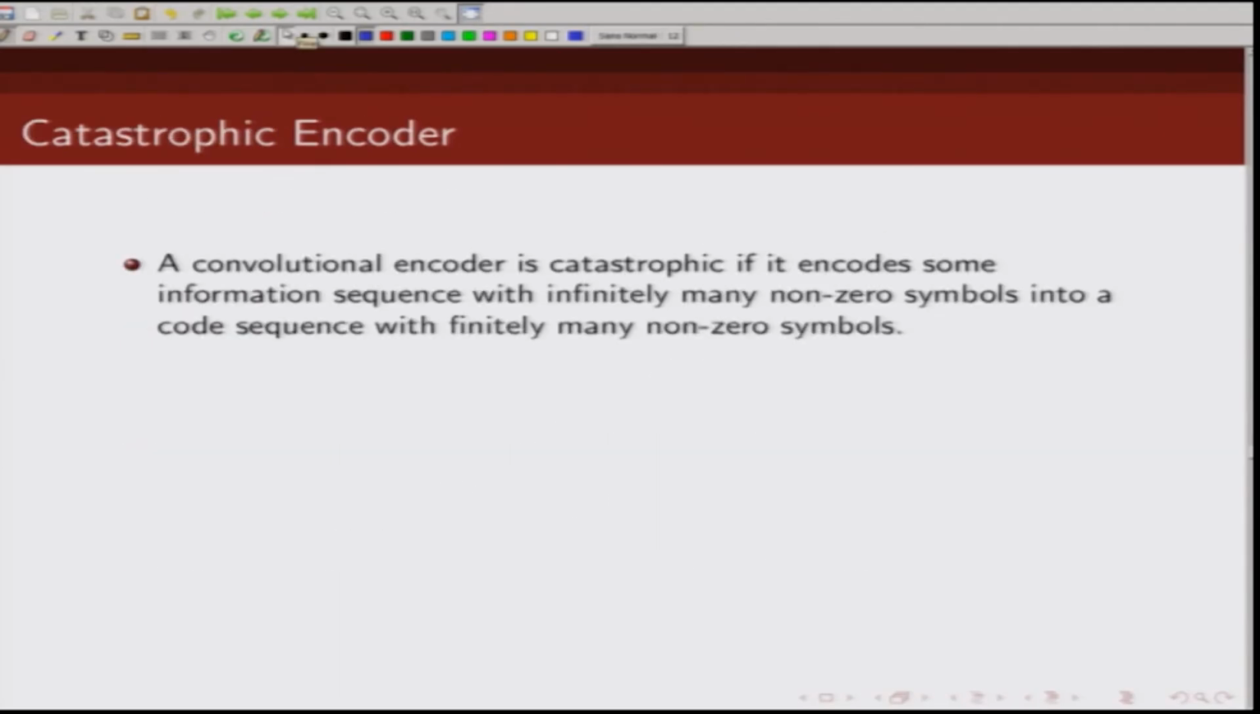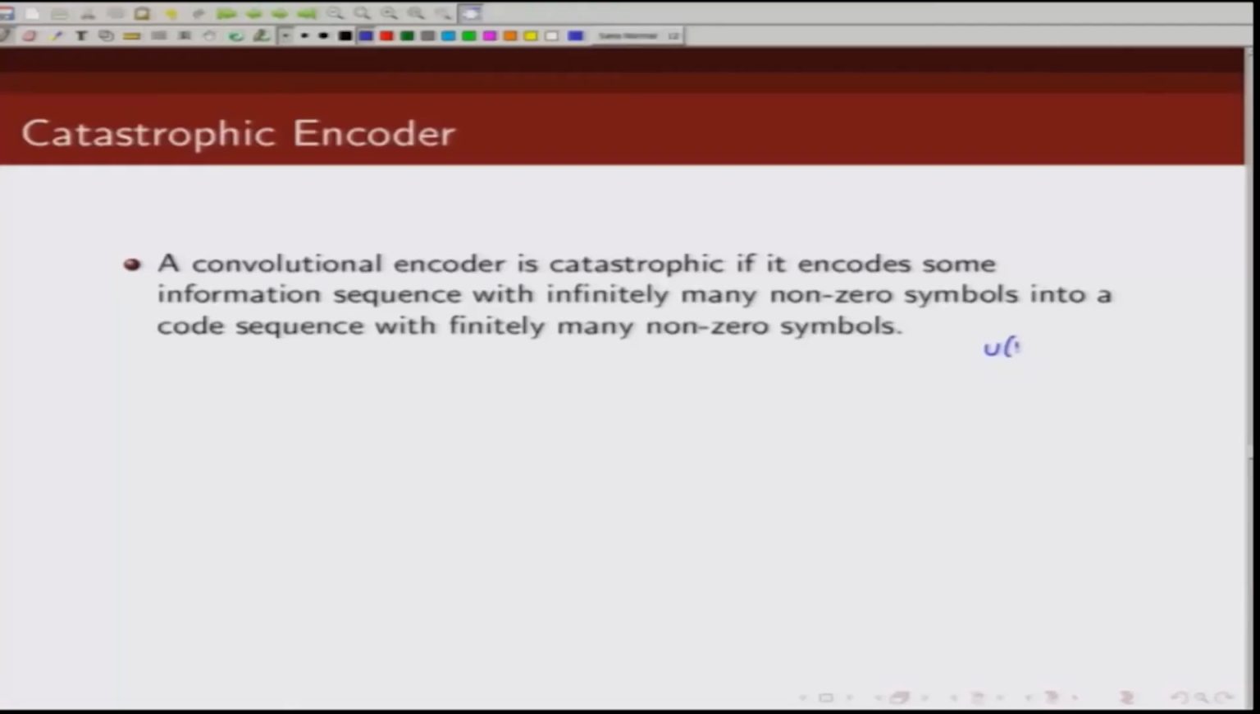Next, we will explain the concept of catastrophic encoder. A convolutional encoder is catastrophic if it encodes some information sequence which has large weight, which has a large number of ones, into a code sequence with a finite number of ones. So, if you have an information sequence, let us say u of D, which is 1 over 1 plus D. Now, this is a sequence of all ones. This is basically nothing but 1 plus D plus D square and so on. So, this is a sequence of all ones.